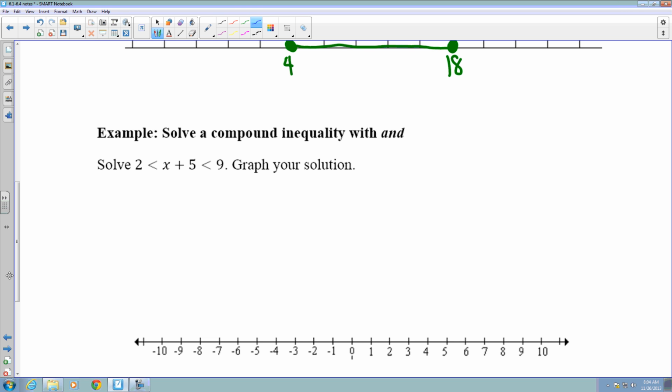Okay, now we're going to be solving, not just graphing compound inequalities. So this is an and, which we can tell because it's written as one inequality, a string of it, and we need to get that x alone in the middle before we can graph it. So just like solving regular equations or regular inequalities, we want to get that x alone. So we need to subtract 5, but this time we're subtracting 5 from all three sides. 2 minus 5 is -3. 9 minus 5 is 4. And there's our solution.